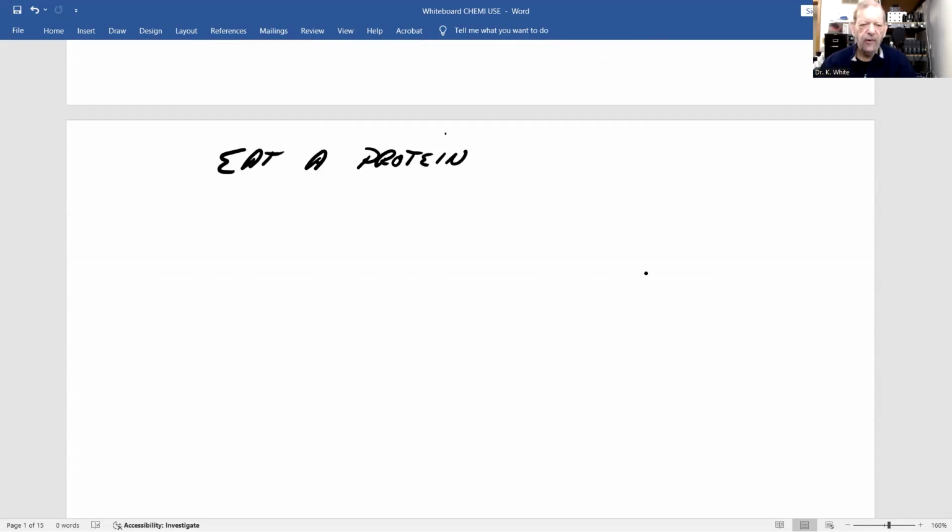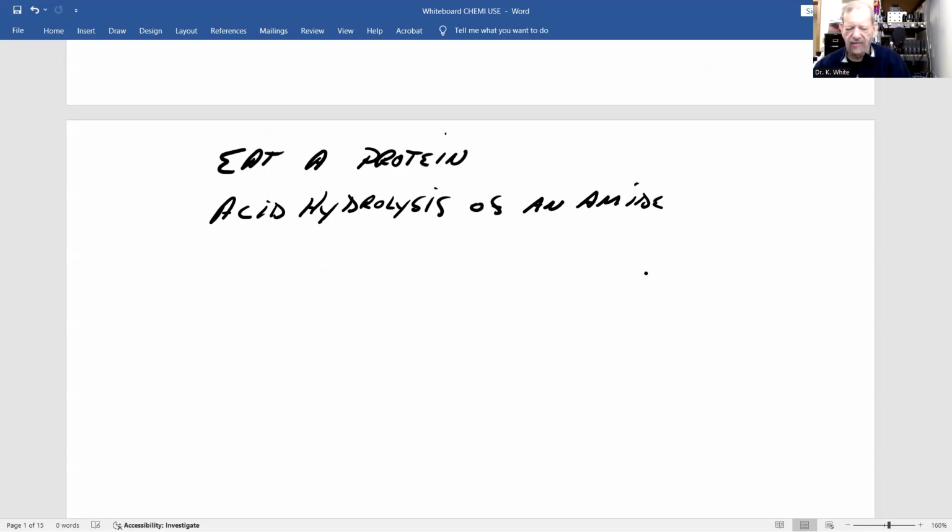How do you describe with words in a general reaction what happens when you eat something with a protein in it? Well, again, in your stomach, there's acid and water, so that's called acid hydrolysis. Now, what's the key functional group that keeps amino acids together to form a protein? And that is an amide.